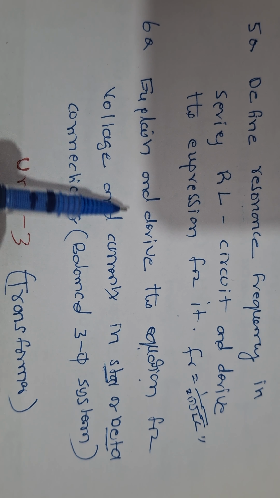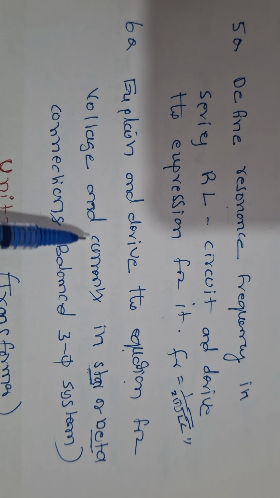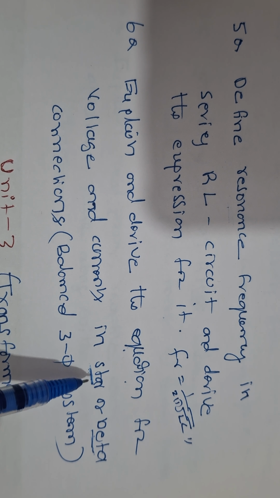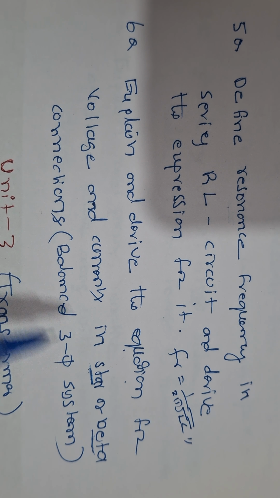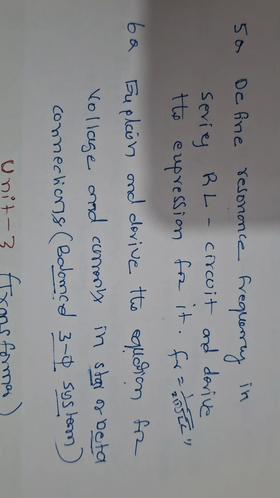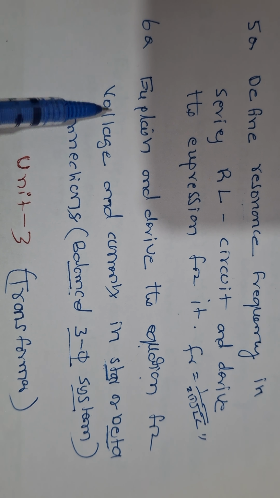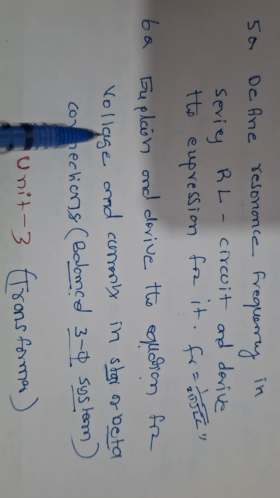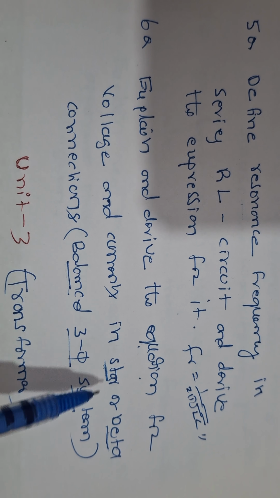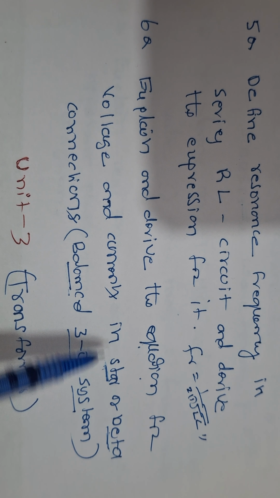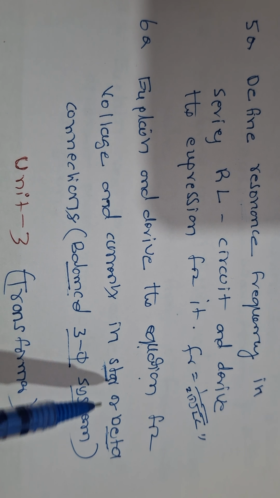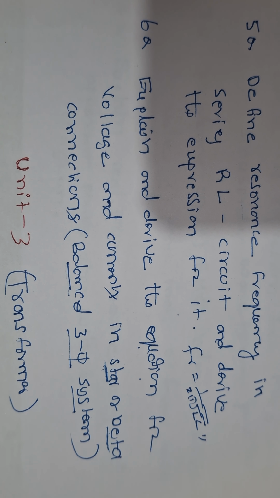Next one: explain and derive the equation for voltage and currents in star or delta. This is also important. They will ask you any one, either star or delta connection, of a balanced three-phase system. They will clearly mention balanced three-phase system. You are supposed to draw the phasor diagram and explain the voltage and current relations in star or delta with neat diagrams. There are derivations you are supposed to explain, either star or delta. They don't give both, I think. So be careful and check it.